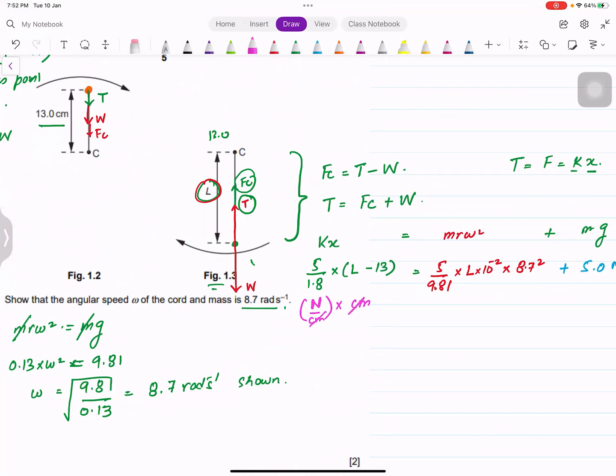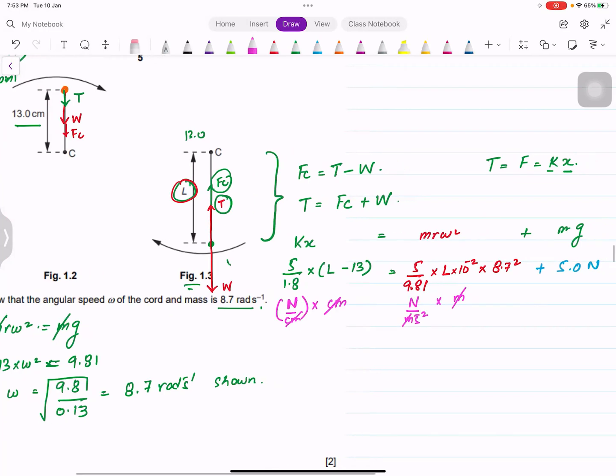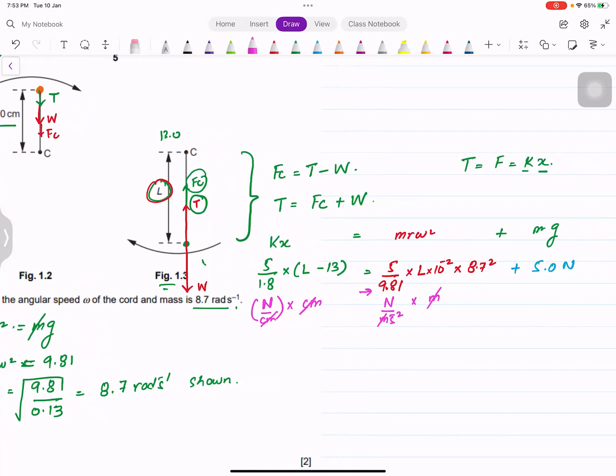In this part, it is basically newtons over kg meters per second square. Do you understand? So here it's meters. And now on this side, this was in centimeters, so I had to change it into meters. Is it over ms minus 2? Because this is acceleration due to gravity, 9.81. So I need to cancel meter and meter. That's why I had to change it. Originally, this was in centimeter. You get my point?